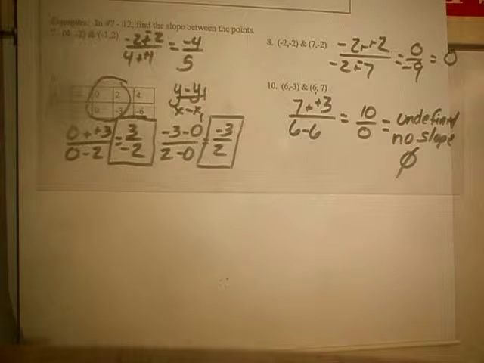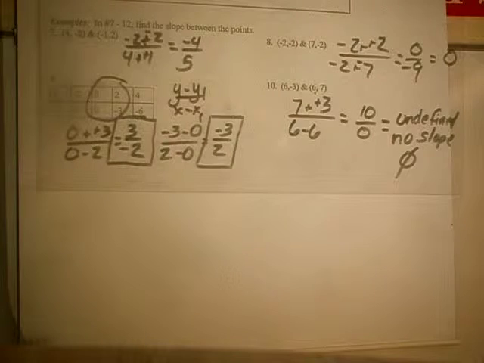Is it okay to have negative 10 over 10? Because I did negative 3 minus 7 and then 6 minus 6. That's fine. That's fine.